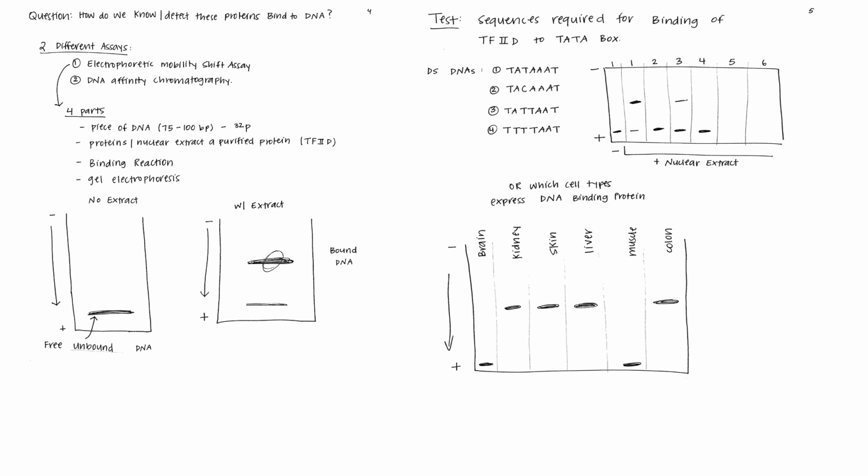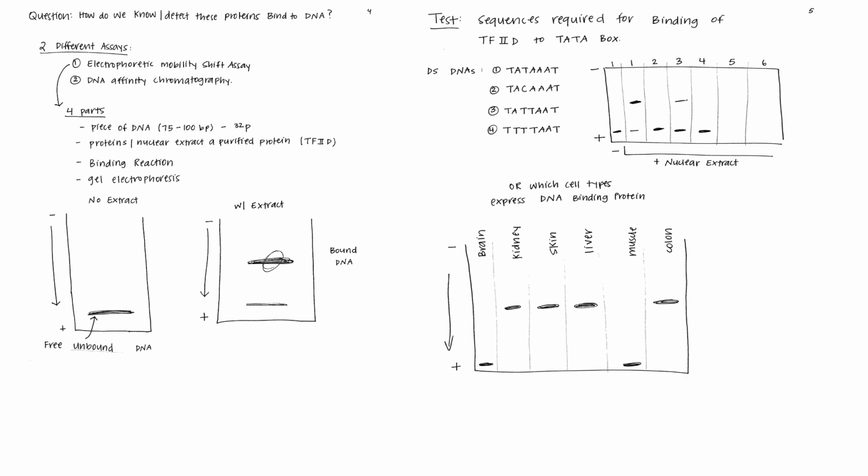If you took your piece of DNA with no extract, just the DNA alone, and ran it on the gel, it would run pretty far down the gel because it's a tiny piece of DNA. You can detect that using a digital detector or a film, some way to detect where the radiation is. So you'd see a band at the bottom of the gel.